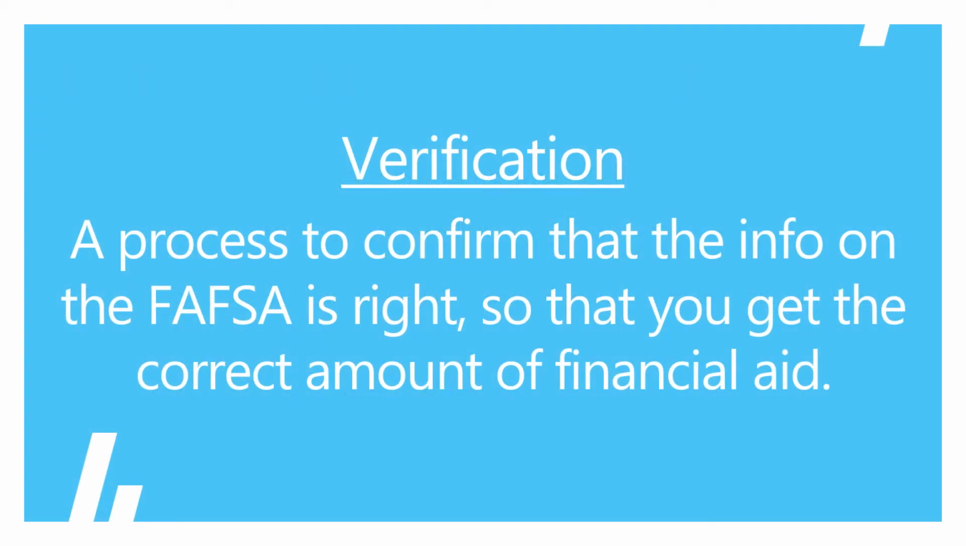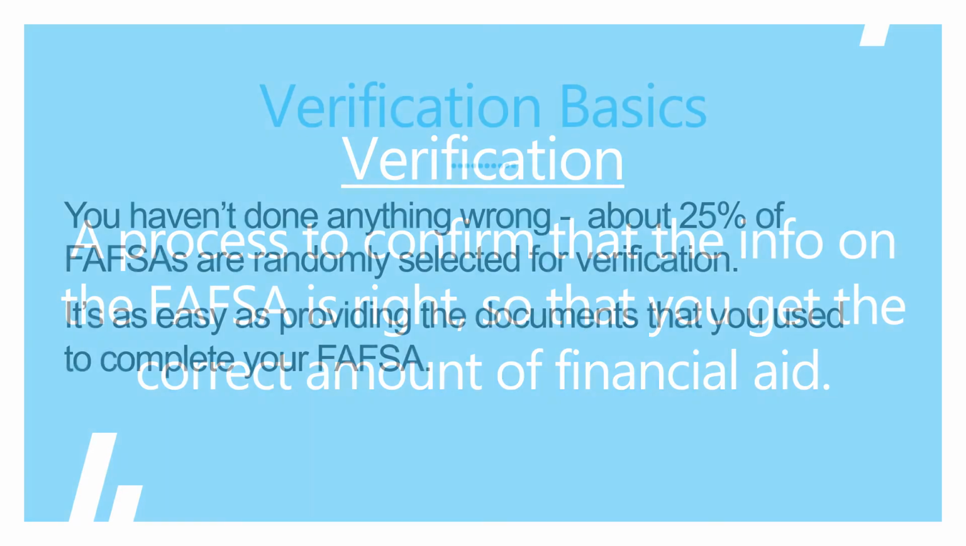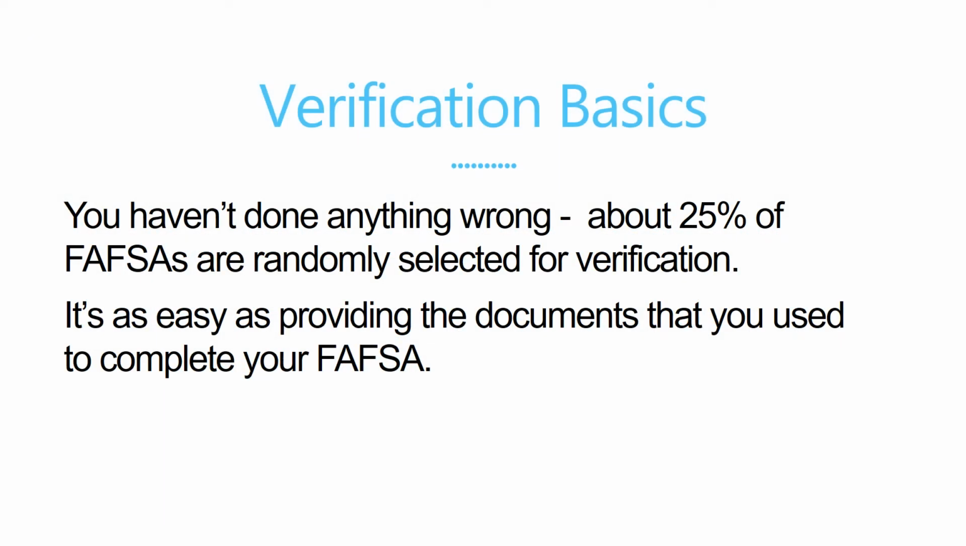Now that brings us to why we're here, verification. Once you've filed the FAFSA, it's possible you may be selected for verification by the Department of Education. Verification is the process by which your school will confirm that the information on your FAFSA is correct and complete, and to ensure that you receive the correct amount of financial aid. It's important to understand that 25% of all FAFSAs are randomly selected for verification. So being selected doesn't mean that you've done anything wrong.